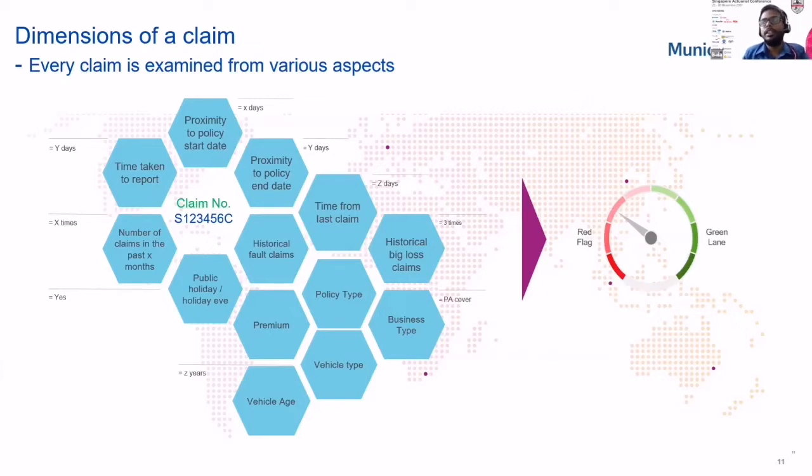Based on these features, we decide whether the claim has to be sent for investigation or not. So this is one of the primary important stages in every machine learning project, where you need to derive as many features as possible.